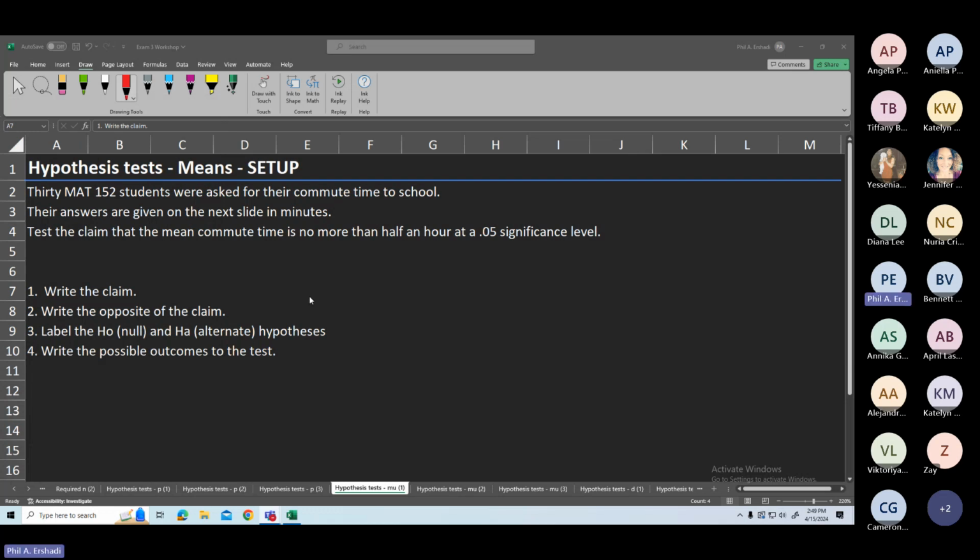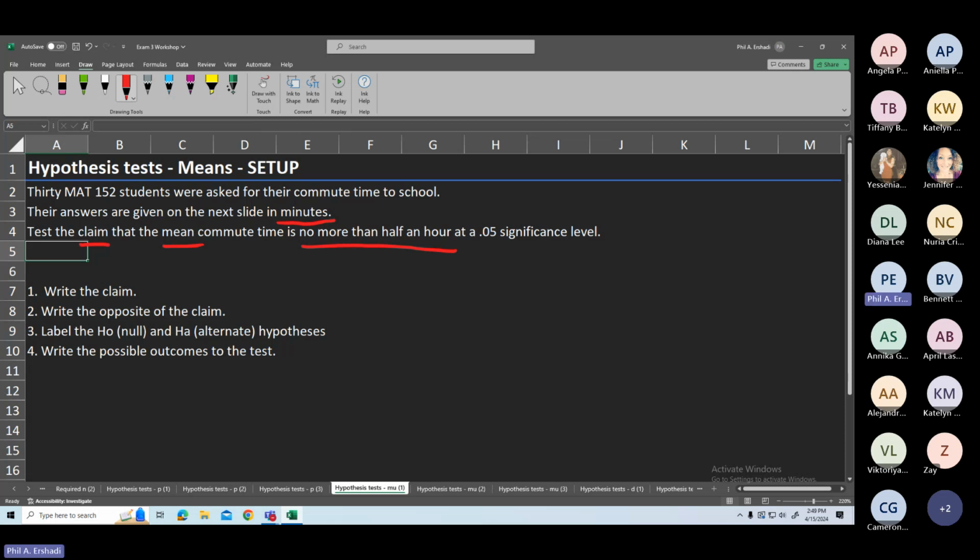All right, so we now have a hypothesis where we're going to deal with means, and 30 Math 152 students were asked for their commute time to school. And then we're going to test the claim that the mean commute time is no more than half an hour at the 0.05 significance level. Okay. Our claim, let's just go back over the wording. Claim says the mean no more than half an hour. Okay. And the answers are given on the next slide in minutes.